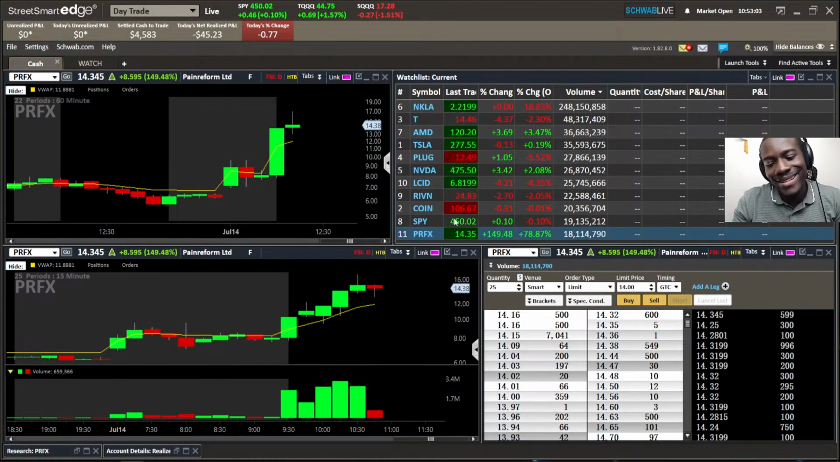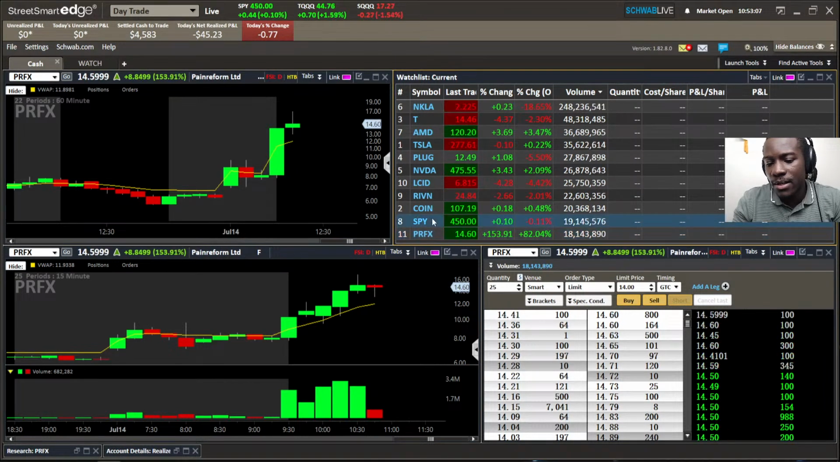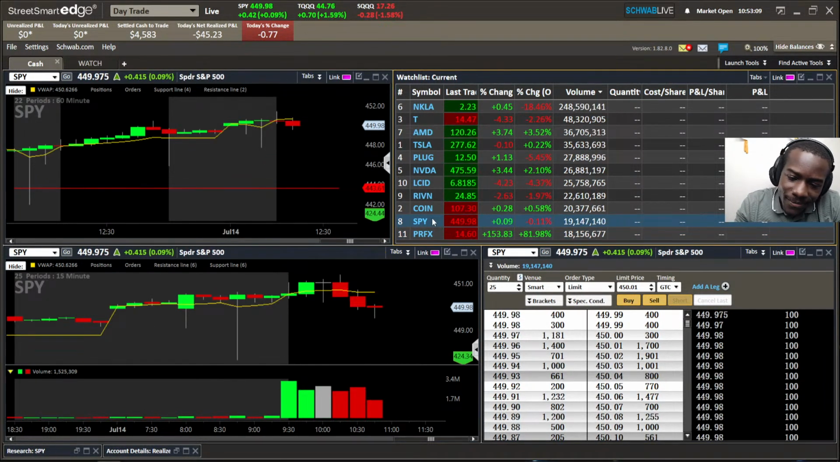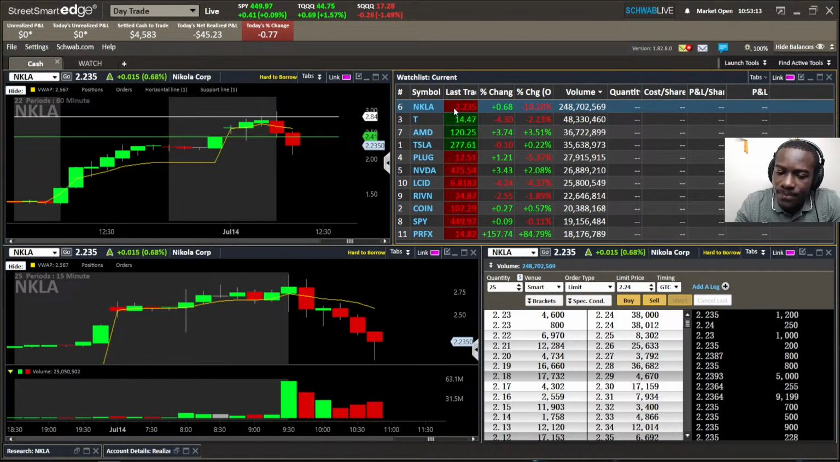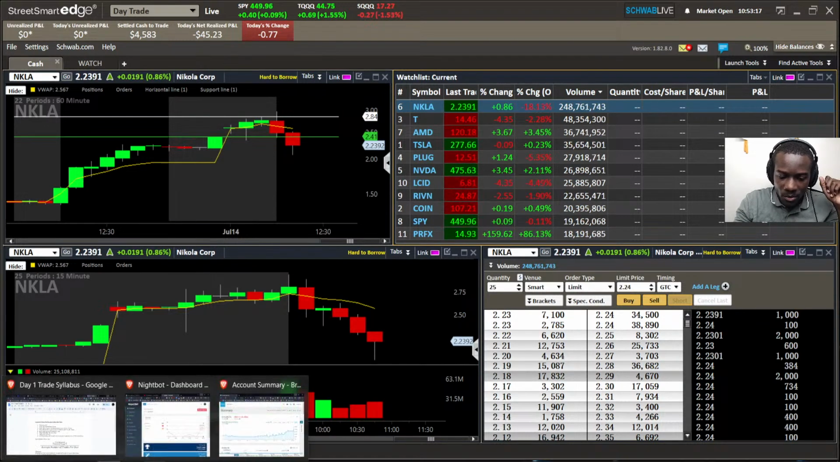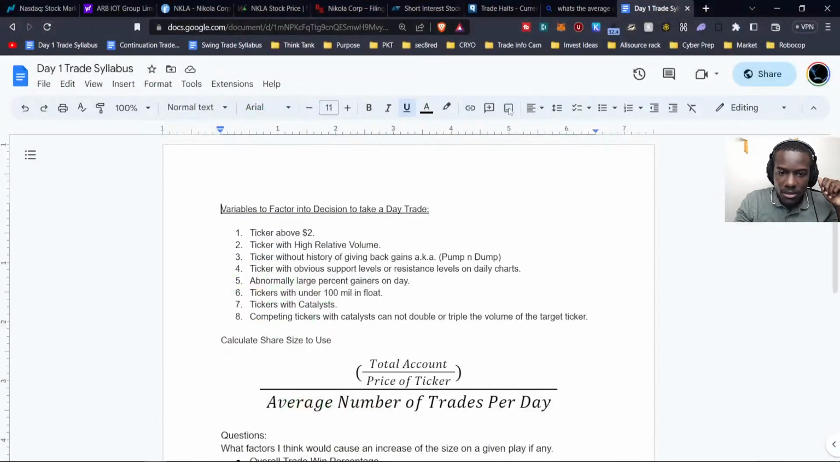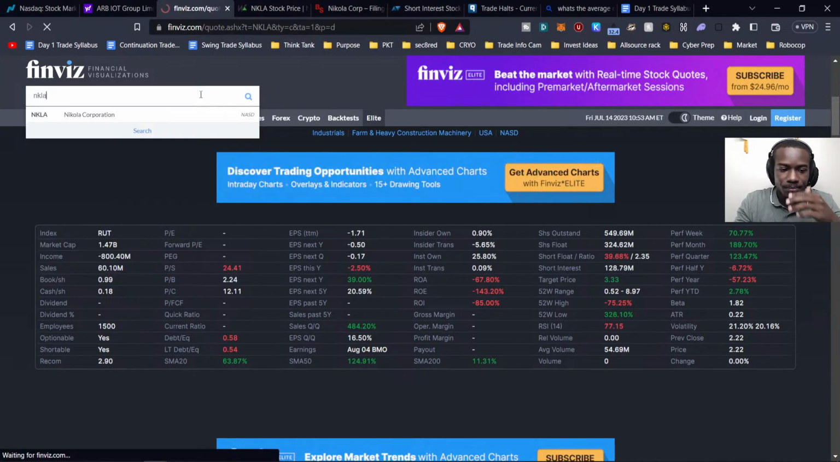Market rebounding. PFRX jumping back up there. Let's see where the market is. 450. And it's doing pretty much the same thing that we just saw on Nikola. But how dependent is Nikola on the market? And I wonder, let's go look. We'll go here. FinViz. What is that data point, I think it's the Delta data point, Nikola.